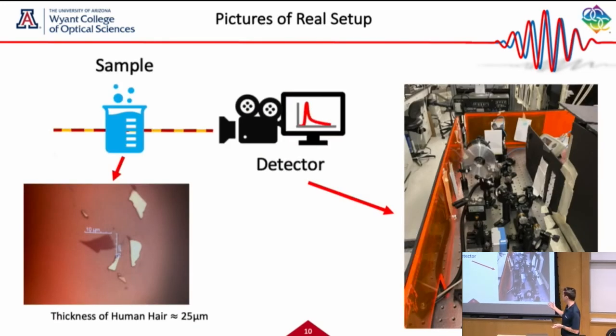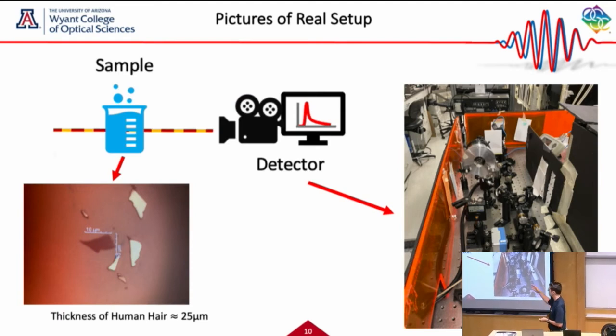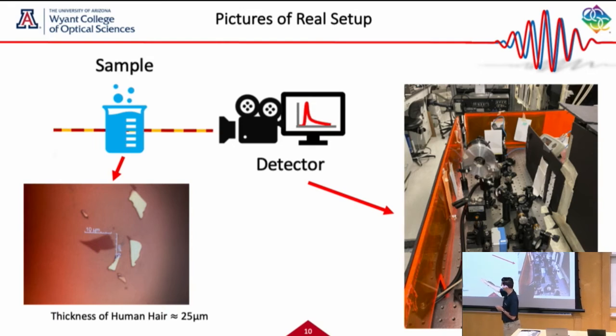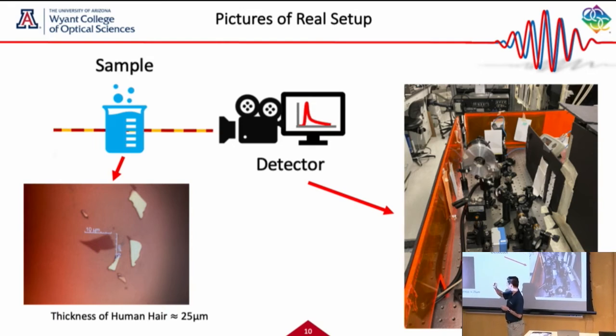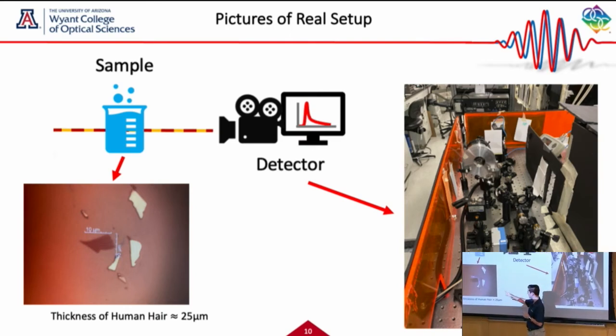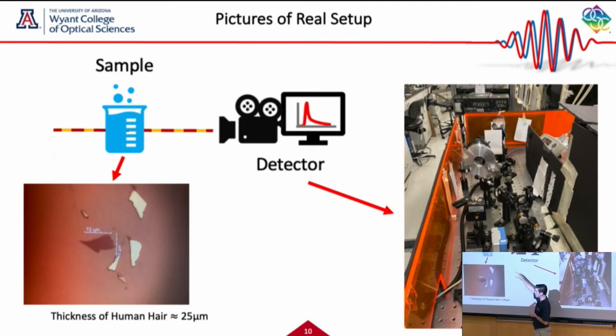Here's an actual image of what the system looks like. You have a sample, and here's a real sample that people are currently studying. It is a little teeny crystal, a little bit smaller than the thickness of a human hair, 10 microns by 10 microns. And we can just use a laser and hit that and study it. And this is what the setup to study that crystal looks like.